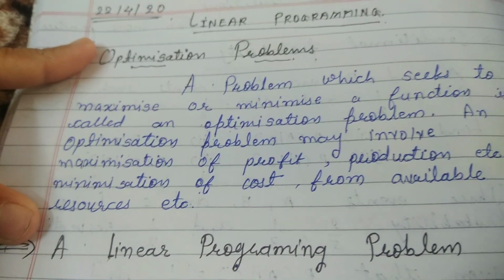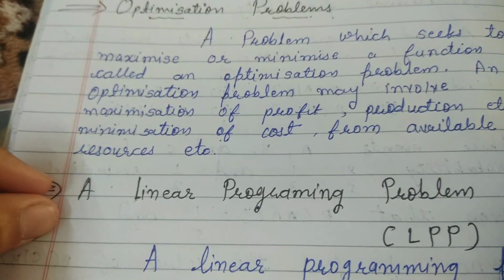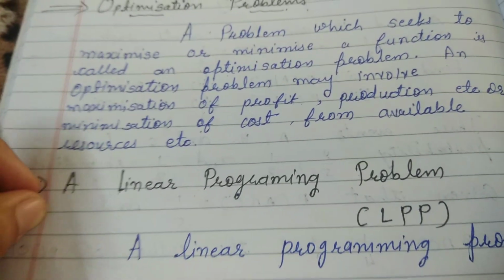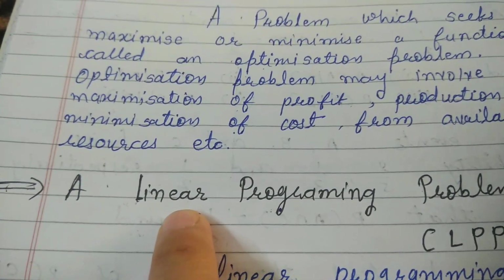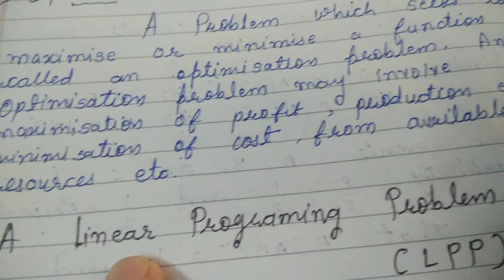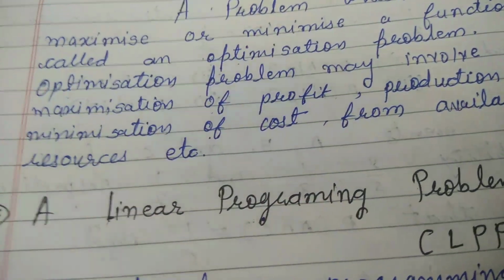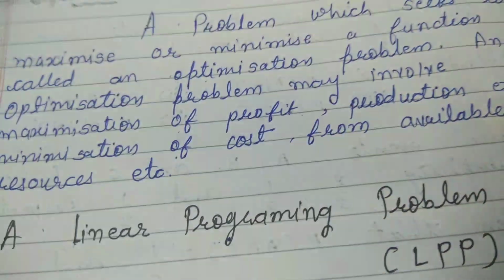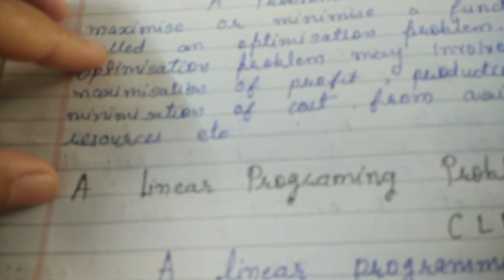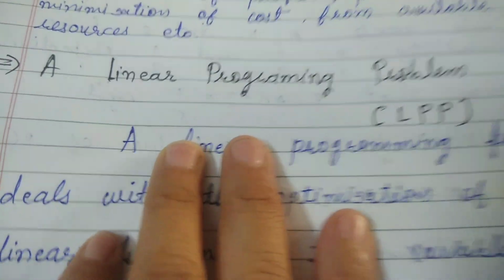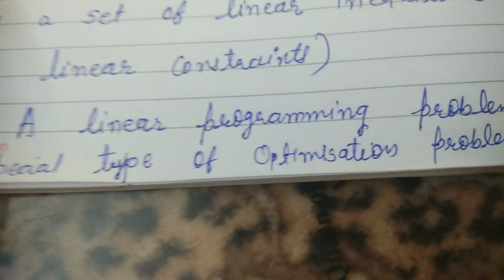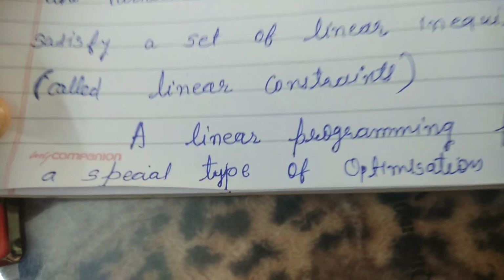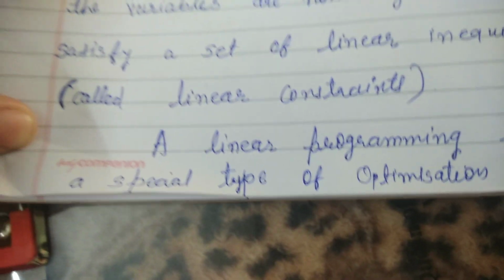Now after optimization, we come to our topic of this chapter, that is the linear programming problem. First, we know that the meaning of linear is degree 1. That means whatever variables we have, they must be in degree 1. That means x and y, no x square, no y square should be there. So the linear programming problem is a special type of the optimization problem.